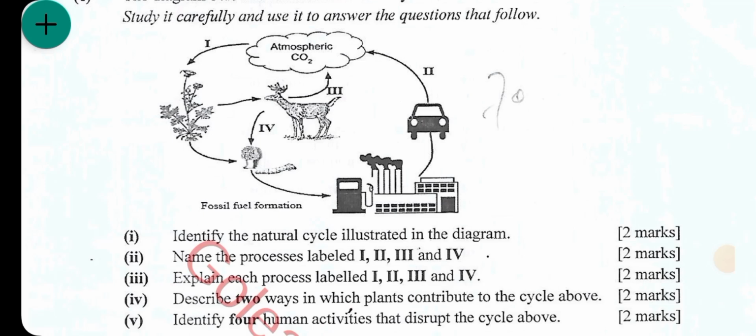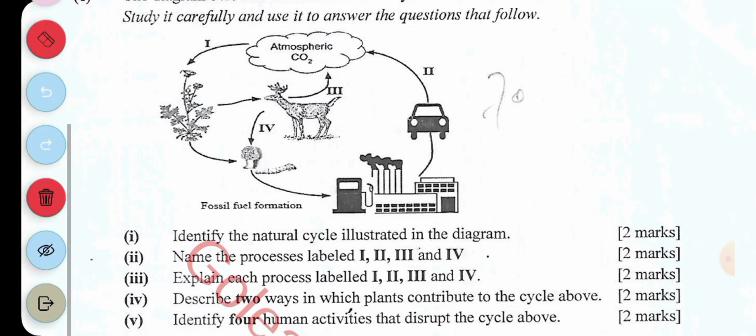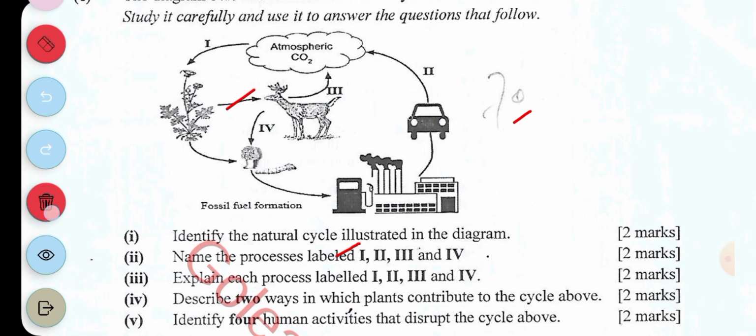This one says, identify the natural cycle illustrated in the diagram. Already you can see carbon, so we know it's the carbon cycle. Then the second part is asking us to identify or name the processes I to IV. So I is photosynthesis, II is combustion or burning, III is respiration, then IV is decomposition.